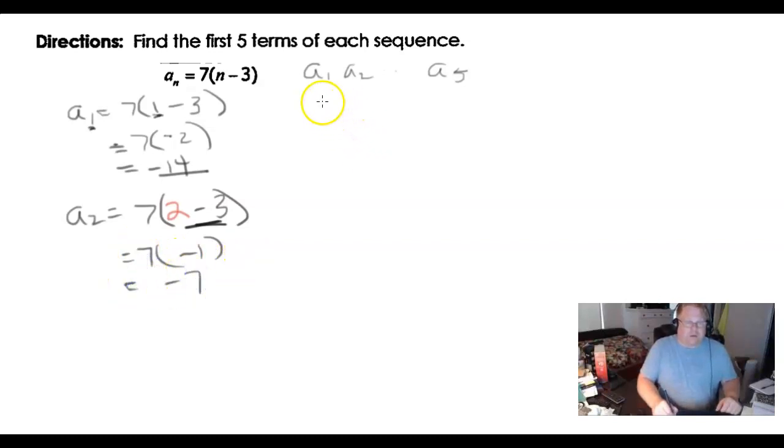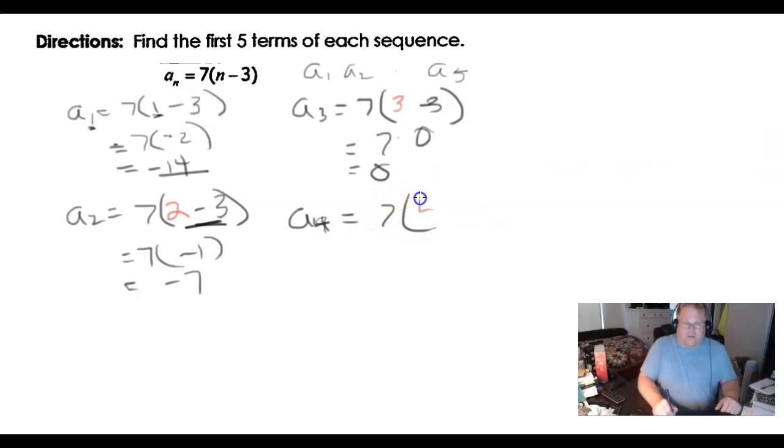Okay, now I'm going to do a sub 3. a3 is 7 times 3 minus 3. This one looks like it's going to give me 0 times 7, which is nothing. Okay, and a sub 4 is going to be 7 times 4 minus 3. I wish I was quicker at this. And that's going to be 7 times 1, which is 7.